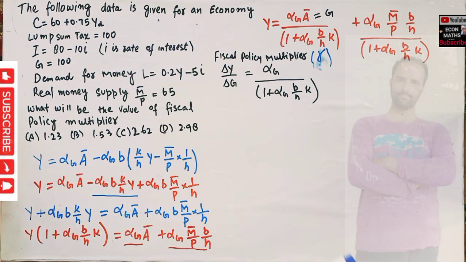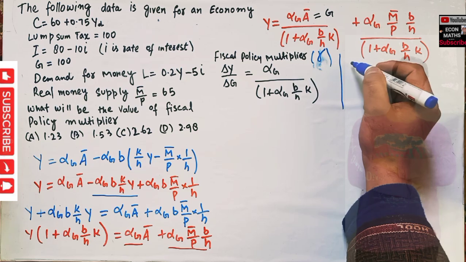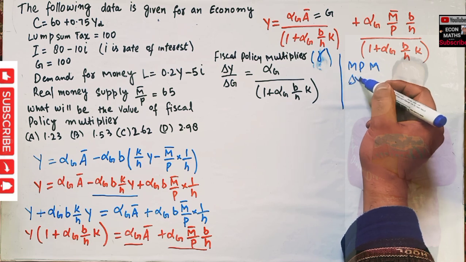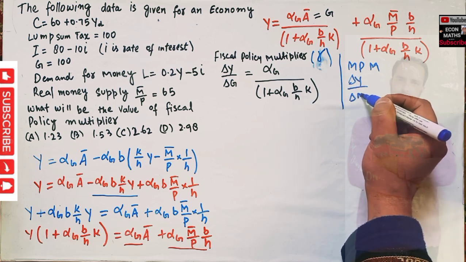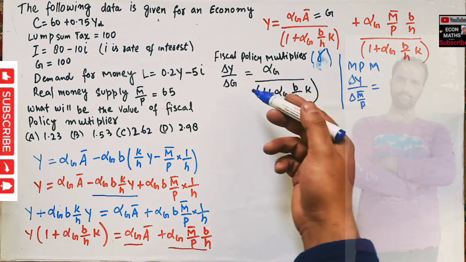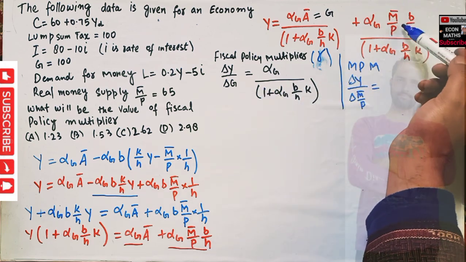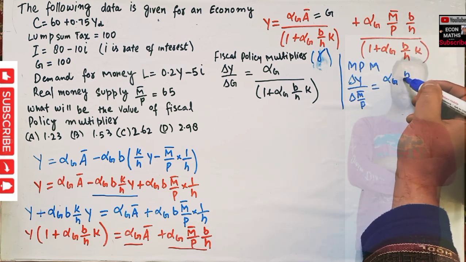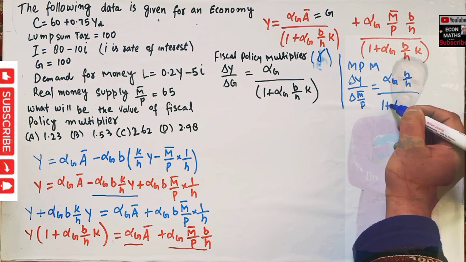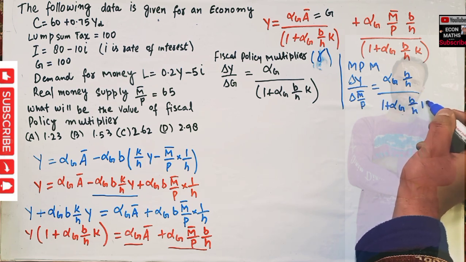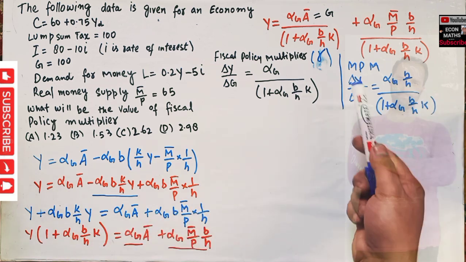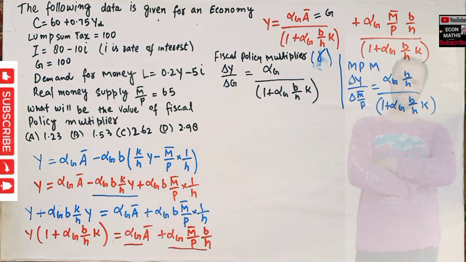If you want to find the monetary policy multiplier, that means we have to find the change in income with respect to change in money supply. In this case, the derivative of M upon P will be 1, so we are left with alpha g B upon H whole upon 1 plus alpha g B upon H K. This will be the monetary policy multiplier, but this is not our headache this time. We need to find out the fiscal policy multiplier. So this is our fiscal policy multiplier.